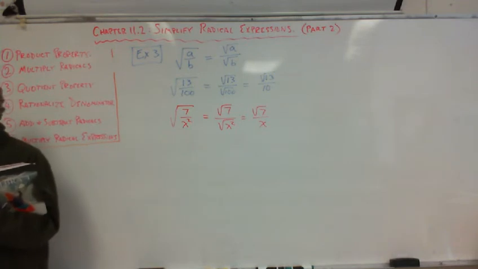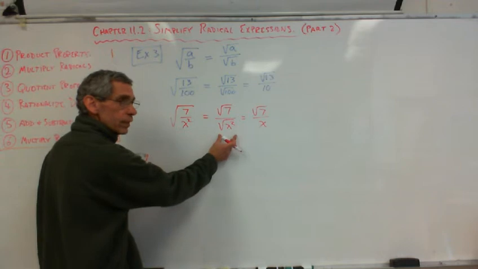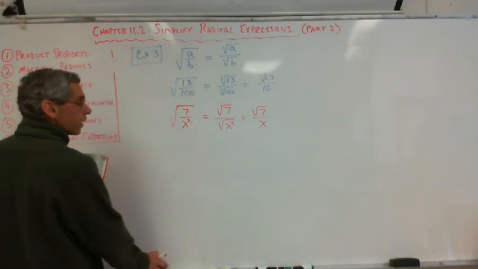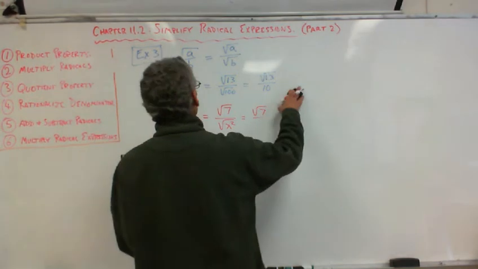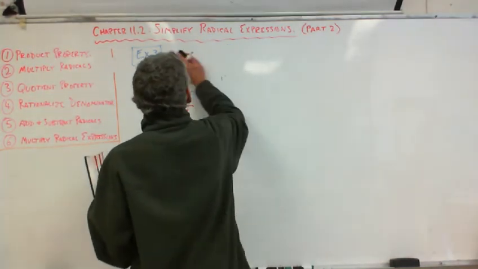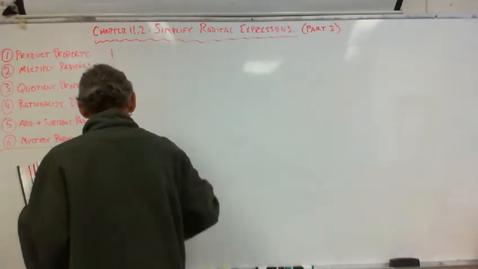sometimes you will have a situation where this doesn't get rid of the square root. Square root of 7 over the square root of 6. Yeah, exactly. That would be an example. So we could do that one if you want. Then you could multiply it by the square root of 6 over the square root of 6.